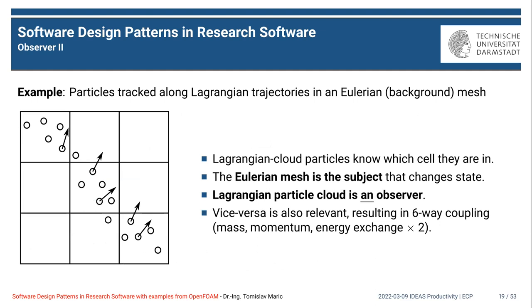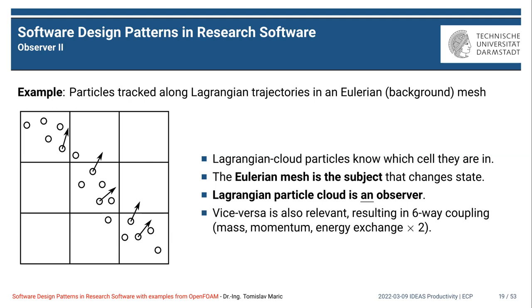So why do this? In CFD, in computational fluid dynamics, you can have a particle flow, or you can maybe even use particles to enhance accuracy at some regions of high gradients. There are really a lot of methods where this is useful. But let's look at an example of some particles that are tracked along Lagrangian trajectories. And this is done on an Eulerian background mesh. So you have a bunch of mathematical points moving through space.